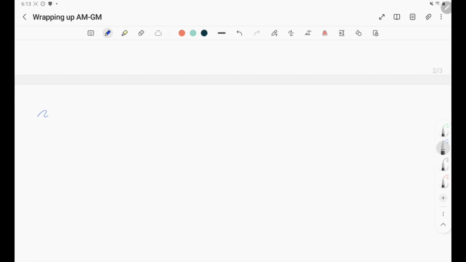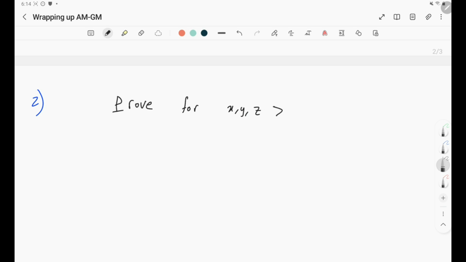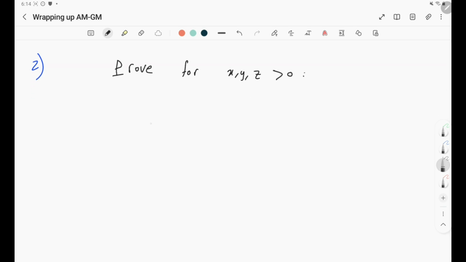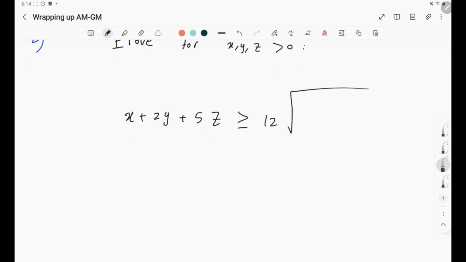Let's move on to the second example. Okay, so in this question, fortunately, we don't have any condition. We just have three positive numbers, and we just need to show the following: x plus 2y plus 5z is greater than or equal to 12, with a square root, xyz, and x plus y plus z. Alright, how can we solve this question?